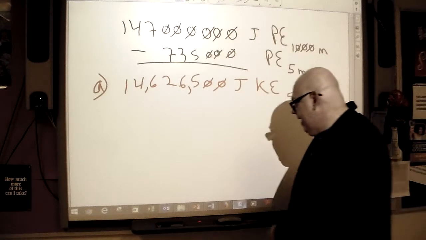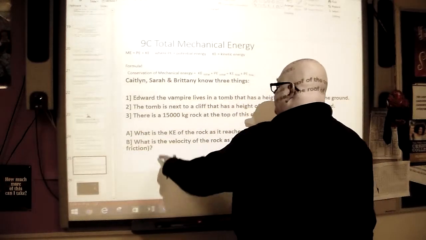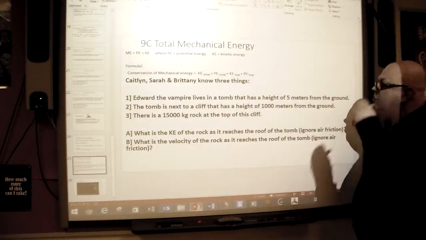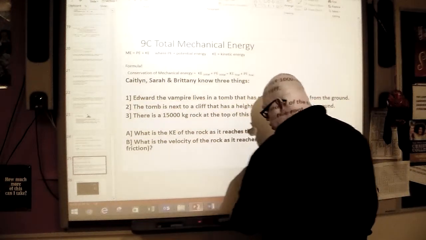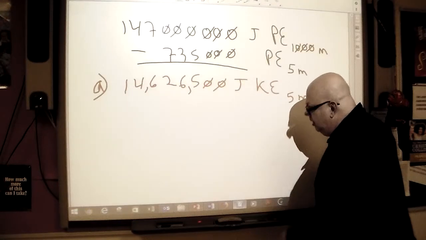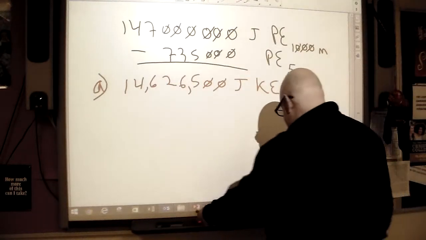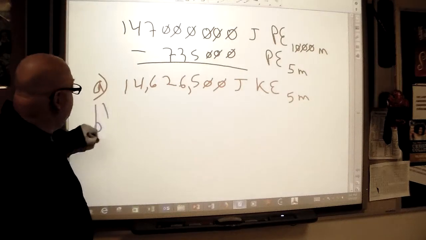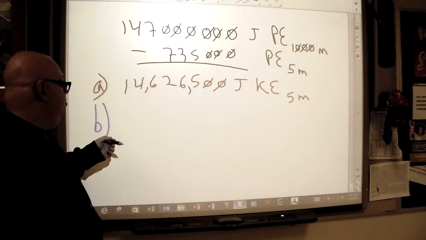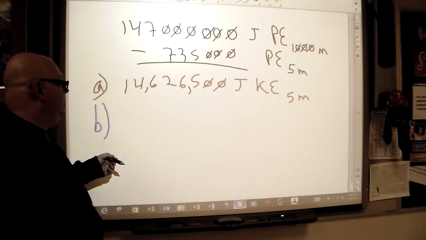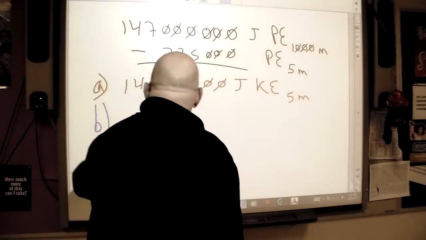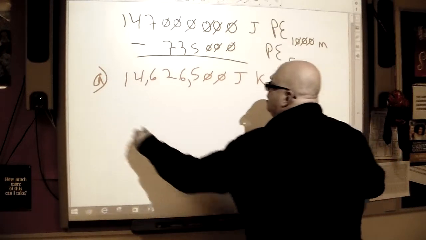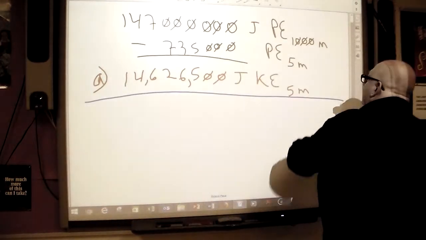So that's part A. Now part B, it says, what is the velocity of the rock as it reaches the roof of the tomb? Again, we ignore friction. Well, when we look at this, I'm going to switch to another color. So now we're going to look at the velocity. Well, what do we know about the velocity? We know it has something to do with the kinetic energy. So let me close this off.